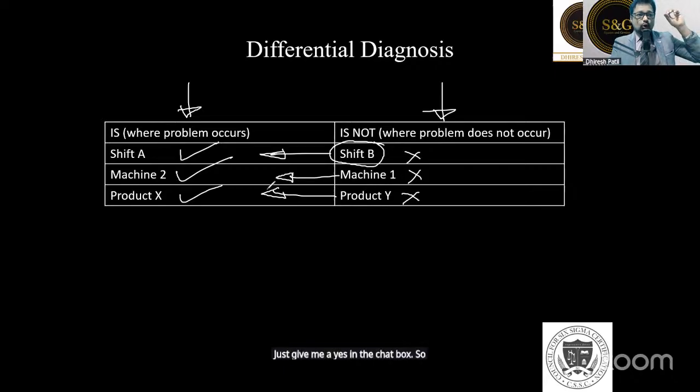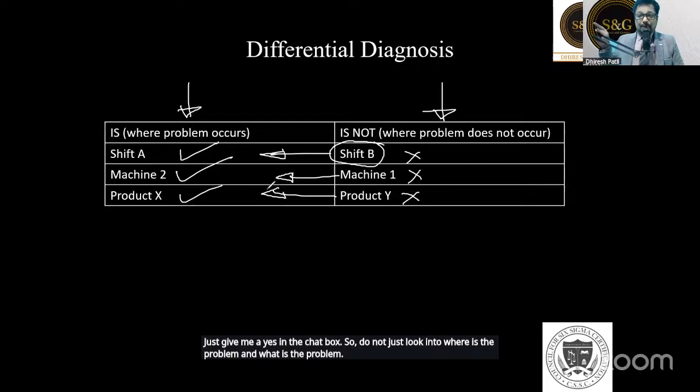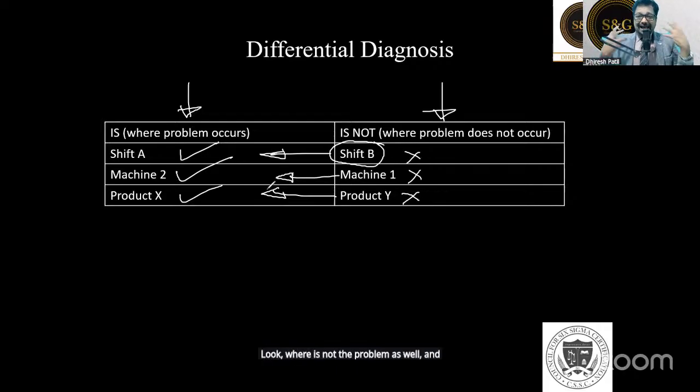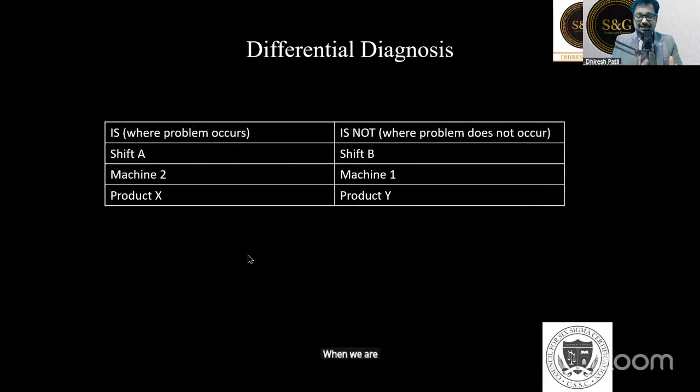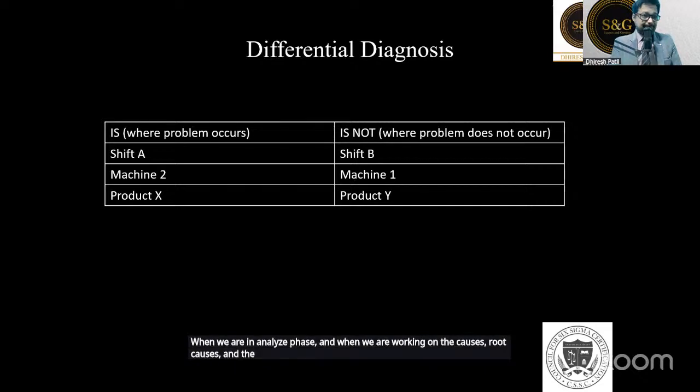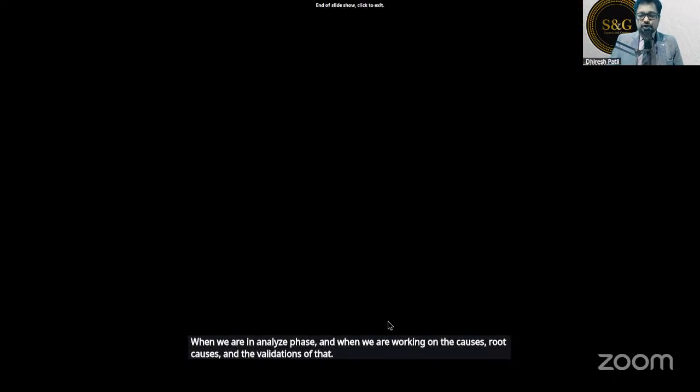So do not just look into where is the problem and what is the problem. Look at where is not the problem as well, and that will give you more clarity. Okay. So these are some of the best practices when we are in the analyze phase and working on the causes, root causes, and the validations of that. Clear? So I'll be sharing this entire presentation with you.